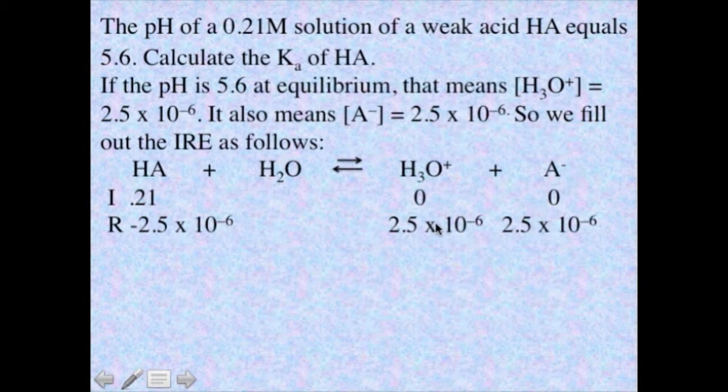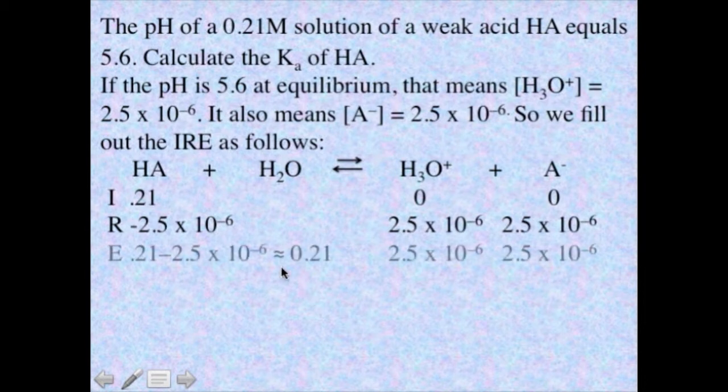Well, where did these come from? They had to have come from HA ionizing. Therefore, the amount of HA that reacts is minus 2.5 times 10 to the minus 6. So at equilibrium, we have 2.5 times 10 to the minus 6 molar of hydronium ion, the same amount for the conjugate base, A minus, and for the starting material, HA, we have 0.21 minus 2.5 times 10 to the minus 6 of it that's going to ionize.